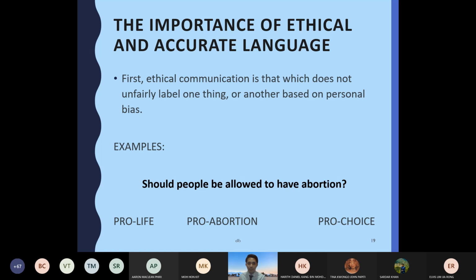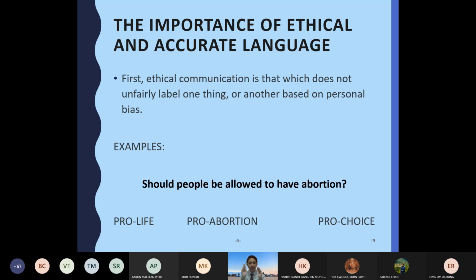So basically, pro-abortion can send a negative message, sounding like, oh, these people are supporting abortion, we love abortion. That's not the case. We just agree that people should be given choices. So basically here, pro-choice is a better term. And for the other spectrum, pro-life is a better choice, because both of these terms sound nice.